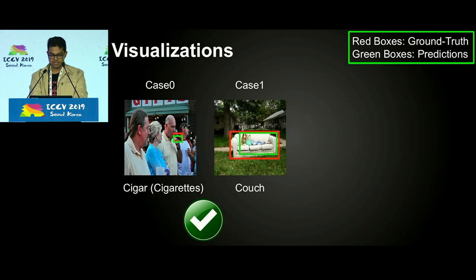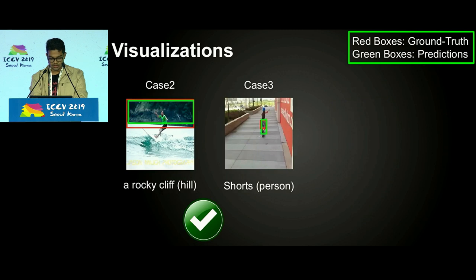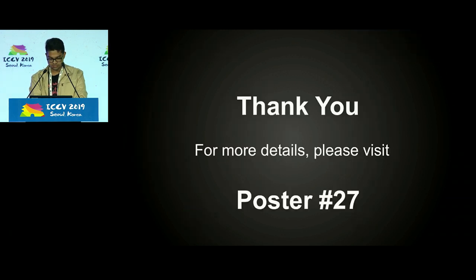Now we visualize some of our results on the zero-shot datasets. In general, we find good performance on synonyms or when there is just one prominent object. However, it fails when there are multiple novel objects. The network also gives reasonable results when the new objects are visually similar to the seen objects. However, it often gets confused when both seen and unseen objects are in the test image, like in the case of the plant and the planter. Thank you for listening. Please visit our poster number 27 for more details.